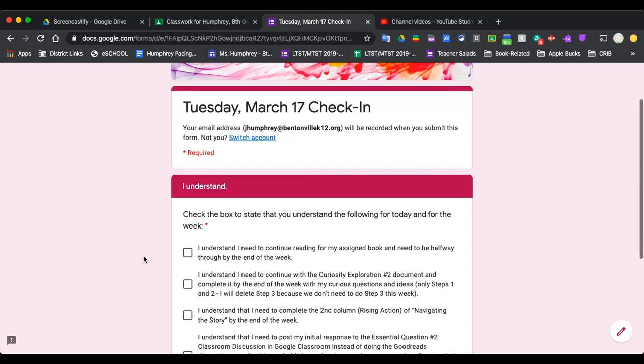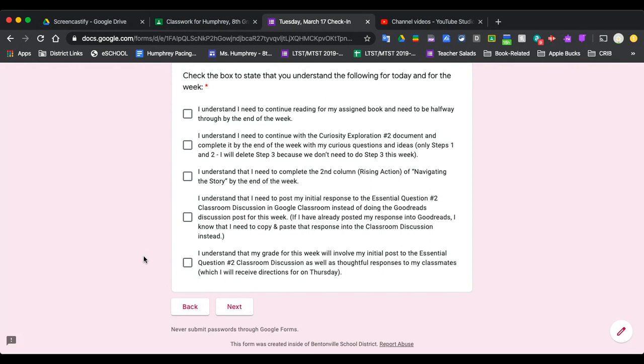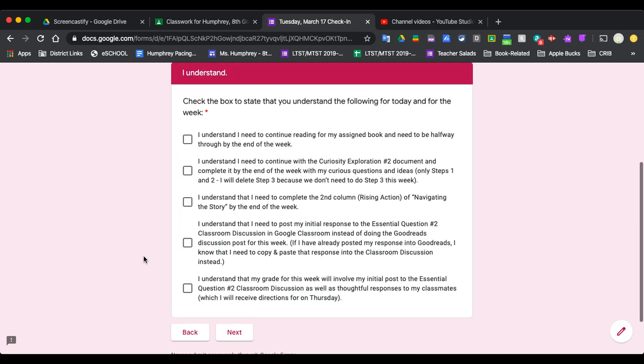So this next part is going to make sure that you are letting me know that you understand things that need to be done and when they need to be done. If you have any particular questions about little details within those assignments, send me an email or request a chat. Either way, you will have the opportunity to do that in this form once you get in there.